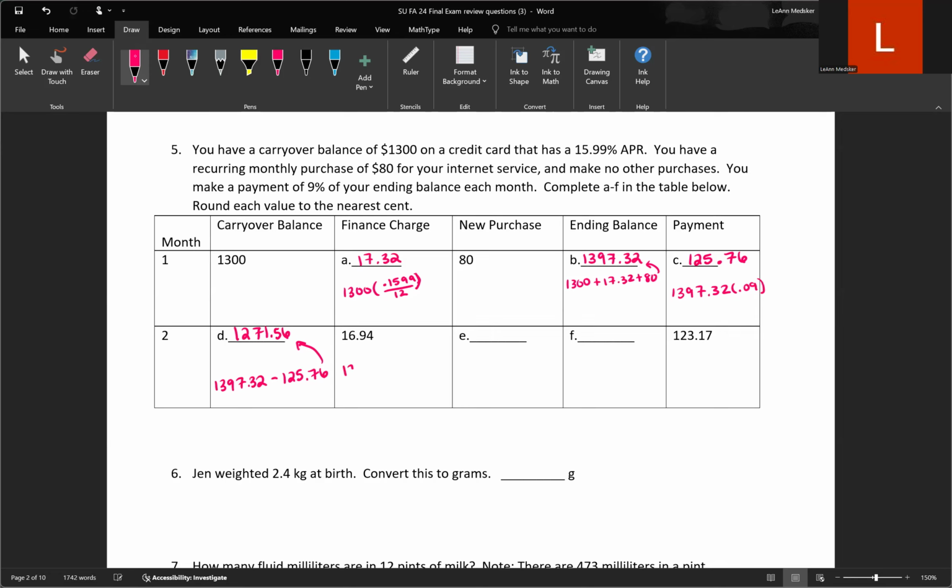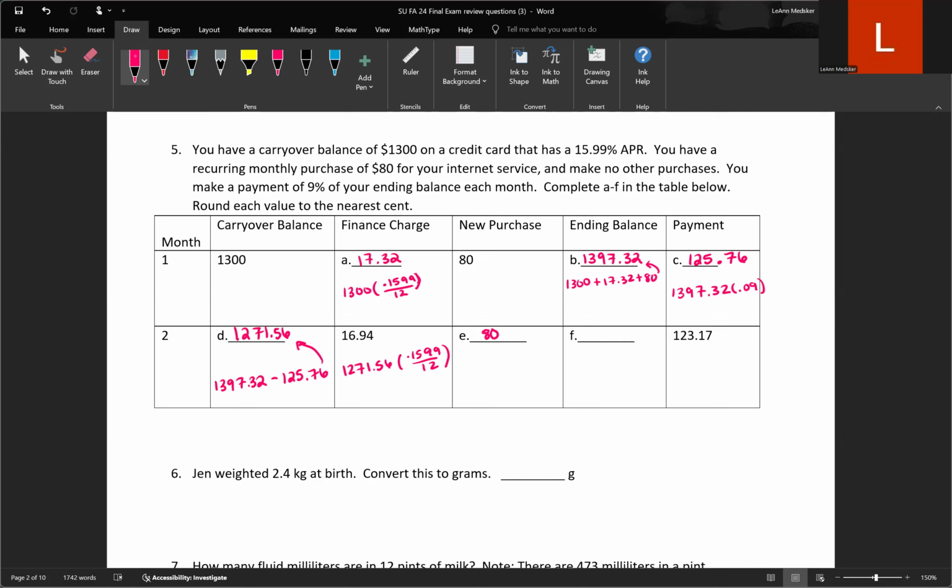Now, we can double check that this number is correct. You can do that same step we did above by timesing it by the interest rate divided by 12. So you don't have to do this step, but it kind of lets you see if you've gotten everything else correct at this point. So if I times that amount by the 15.99 and divide that by 12, I get the $16.94 when it's rounded. So that's good. This is going to be just the easiest part because this is just the internet fee. The only new purchase is that flat $80 for internet every month. So you just put that in.